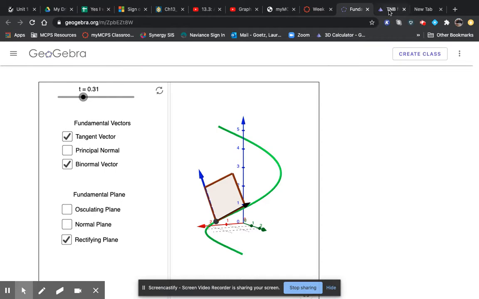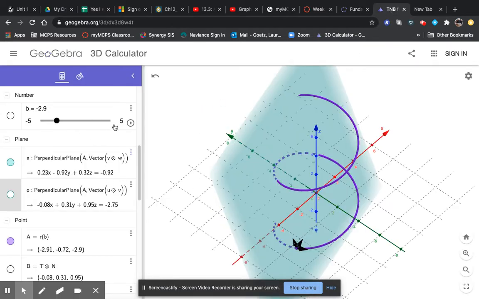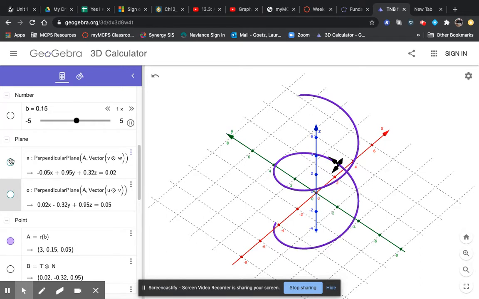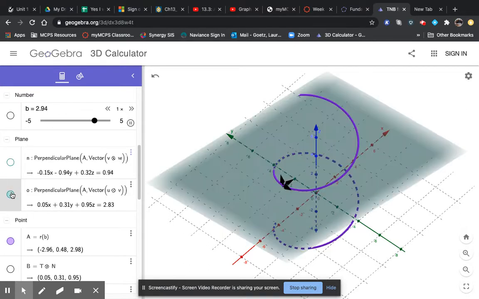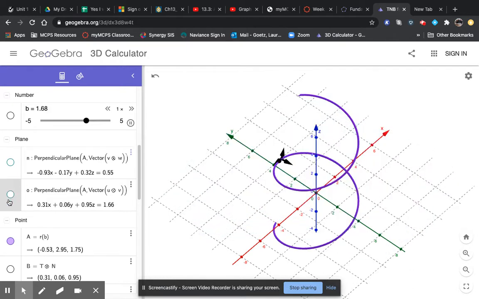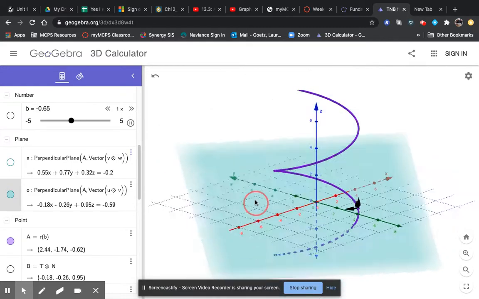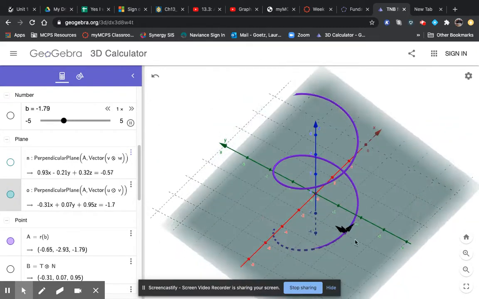Here's another one. Can you see? There's the curve, and there are the three vectors traveling along. Right now they're all three the same color. Can you tell who's the normal, who's the tangent, who's the binormal? Well, when I turn on the osculating plane, it's easier to see, right?